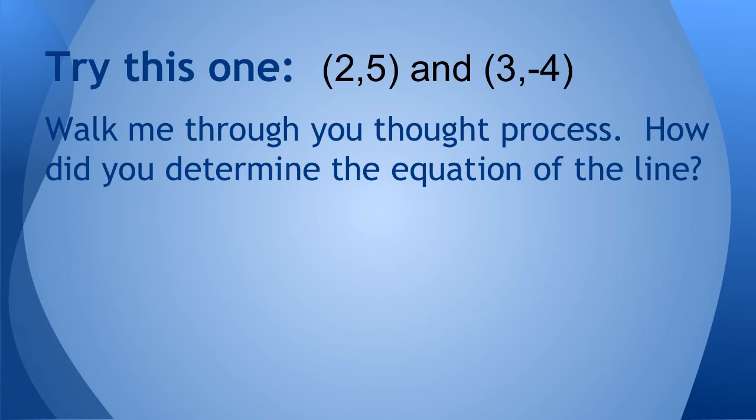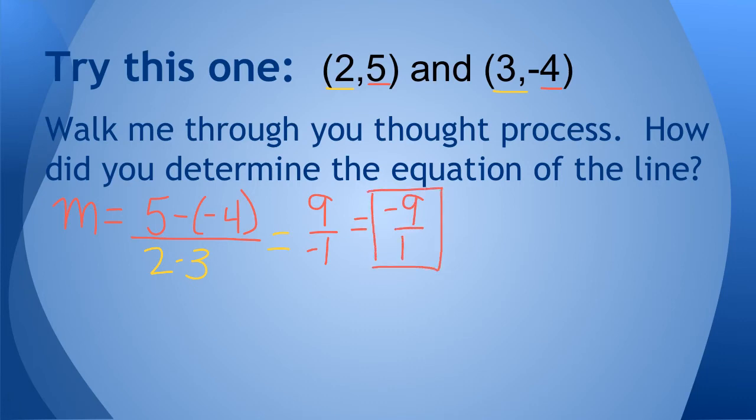All right, step 1, I'm going to figure out my slope. So I'm going to take 5 minus negative 4 as my numerator. That's my change in y. And 2 minus 3 is my change in x. So when I do 5 minus a negative 4, I get 9. 2 minus 3 is negative 1. I just prefer to have my negative on top, so my slope is negative 9/1.